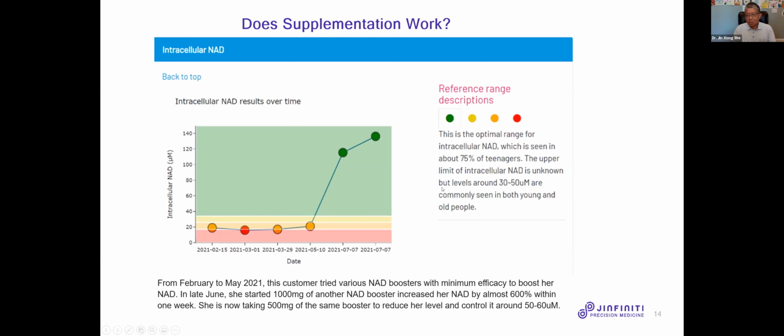And so with the testing, we can really help you choose the brand, the type of supplement, and the dosage to get your NAD level to a level that you want, that you choose. And we can really do that through testing.